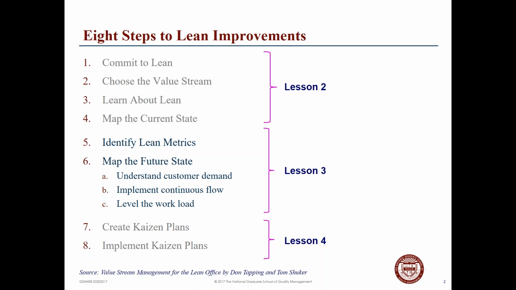All of that's done as we work in the area of moving from a current state to a future state. Next week, we'll be talking about Kaizen planning, another term would be operational planning, and then the implementation of the Kaizen or operational plans as it relates to improving the process. So those will be the macro topics that we'll be talking about over the next 2 weeks.